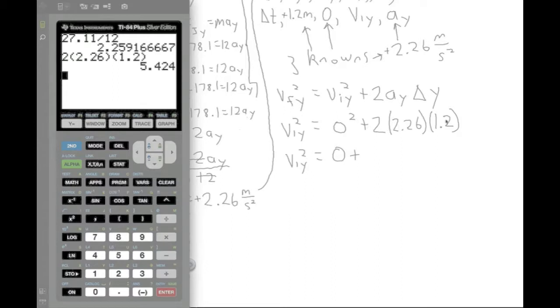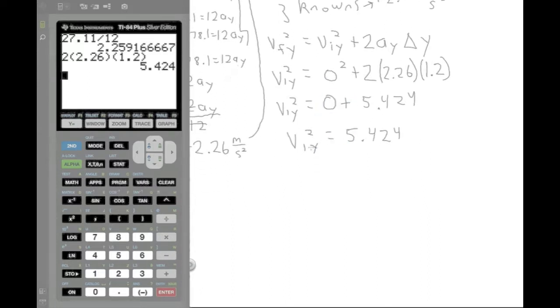If we type this calculation into the calculator exactly the same as it's written on the page, we can trust that we can do that in one step rather than breaking it up into steps. Okay, well, it should be apparent here that since this variable squared is 5.424, that means the variable is the square root.